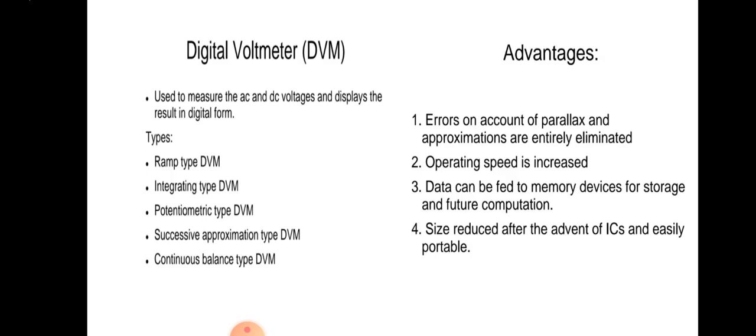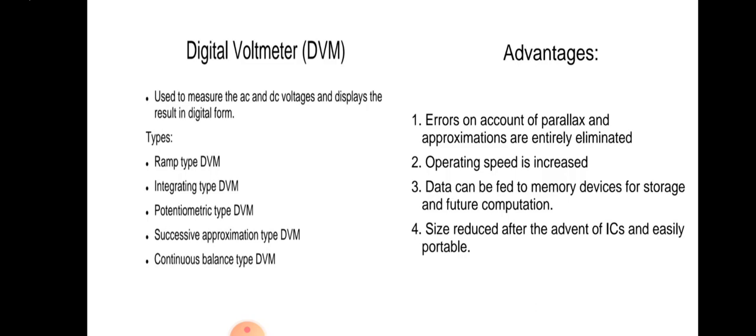Errors on account of parallax and approximations are entirely eliminated. Now what is approximation? If a person is reading a particular analog voltmeter, then there may be chances that, according to the position of the voltmeter or the person, he may read the value 1 point less or greater. So this is the approximation. The person may approximate the value to the nearest value, and this may introduce error. This is the first advantage of the digital voltmeter.